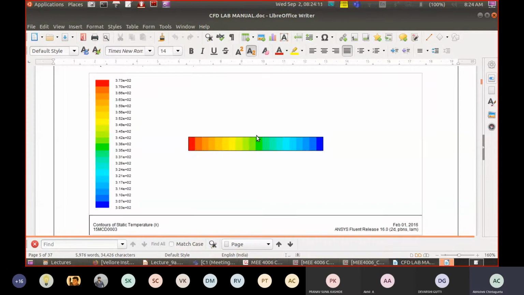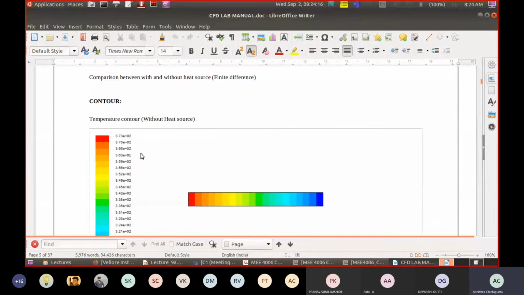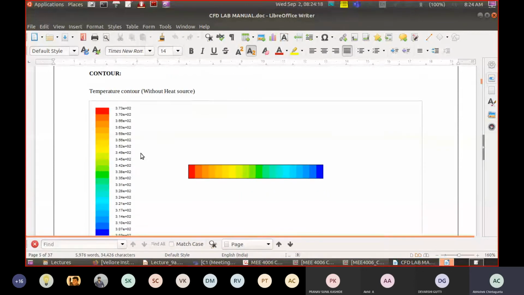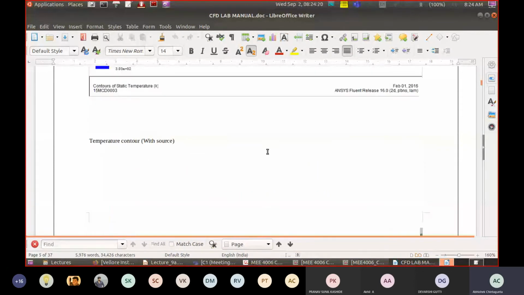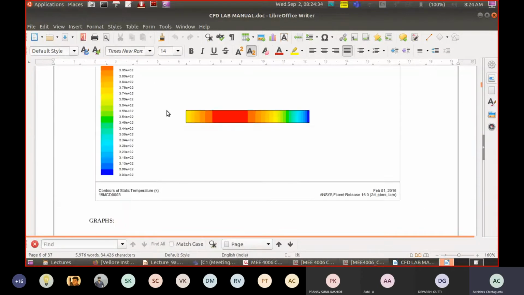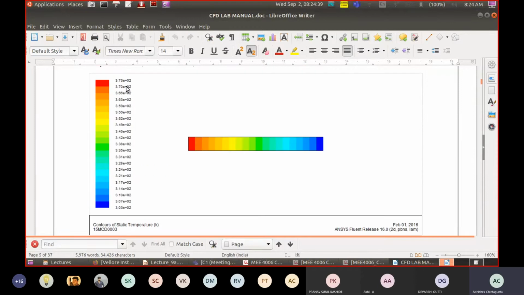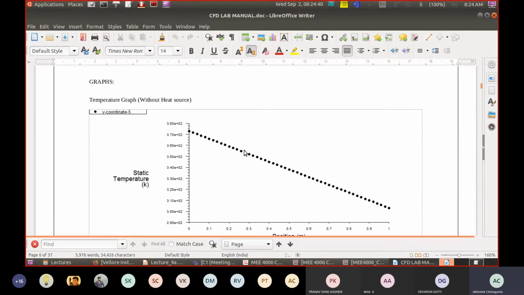And so you put in all your graphs, that is line plots here, and then you keep your contour plots here. Neatly label them. This will have a timestamp here, like on which date you have finished this problem, and so on. So you put all your contours and neatly explain, this is with heat source, without heat source, temperature contour, and so on. Finally, the other set of graphs that you have.